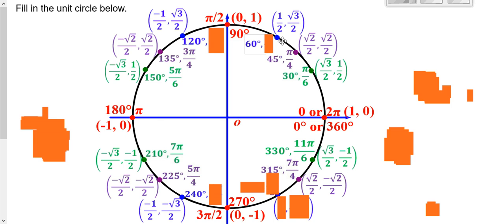Taking this blue point and reflecting it down here, instead of going up 60, I'd be going 60 degrees back from 360, so 360 minus 60 is 300. Reflecting this point down, my x would still be the same. It's still the same distance over, but instead of being up root 3 over 2, I'd be down root 3 over 2, so it would be negative.